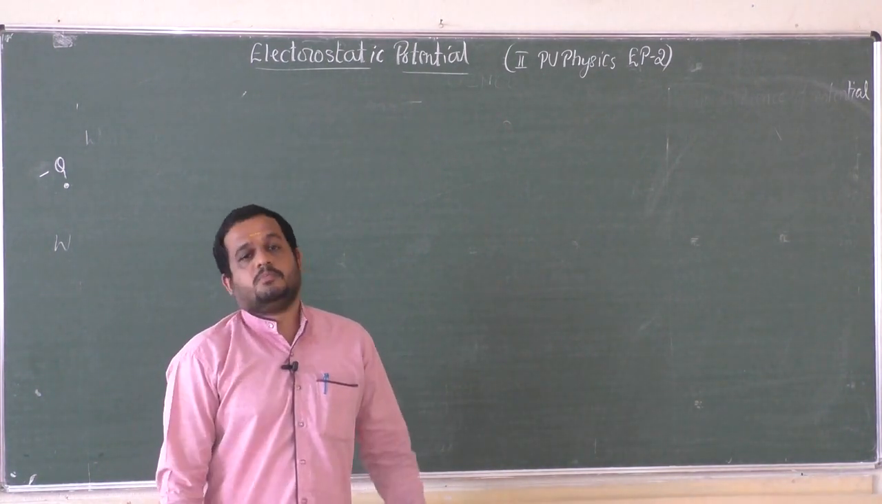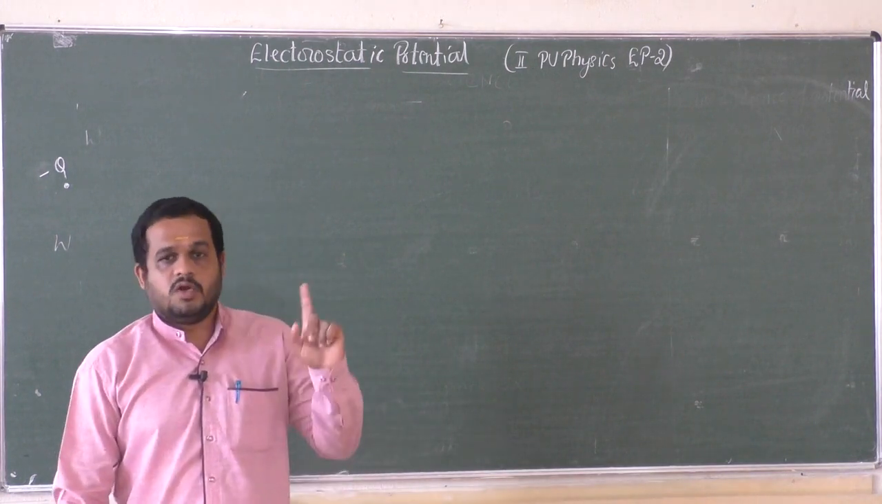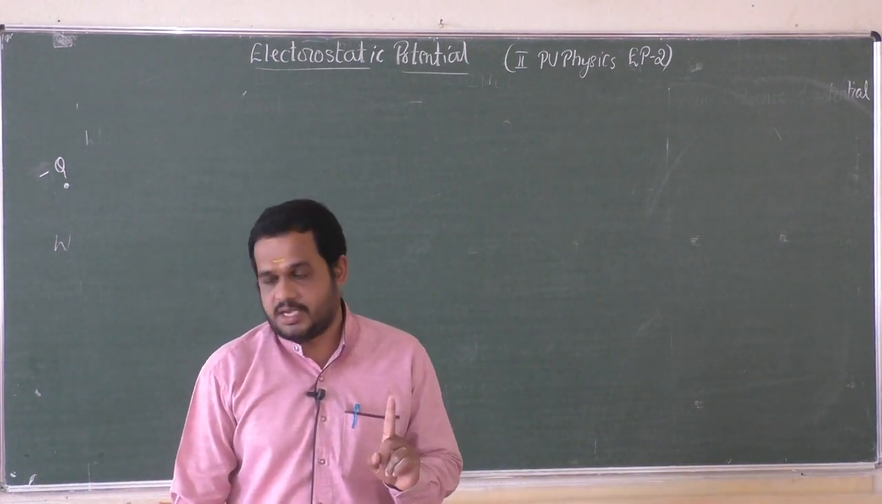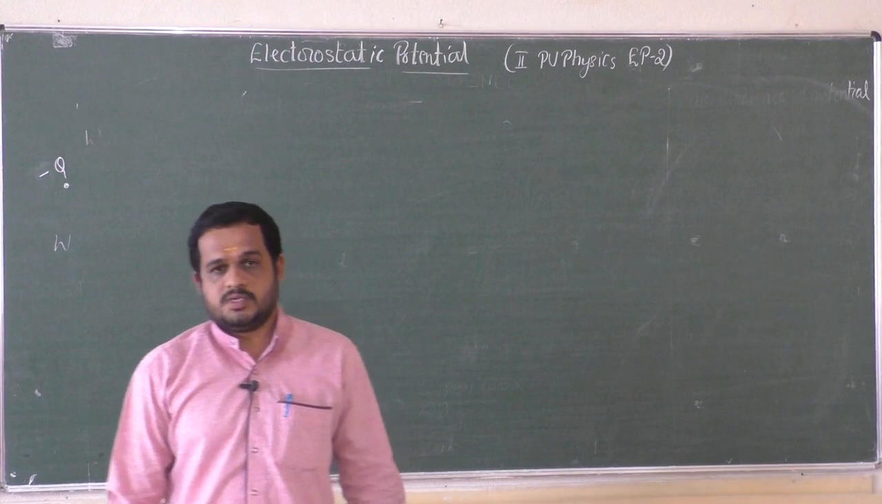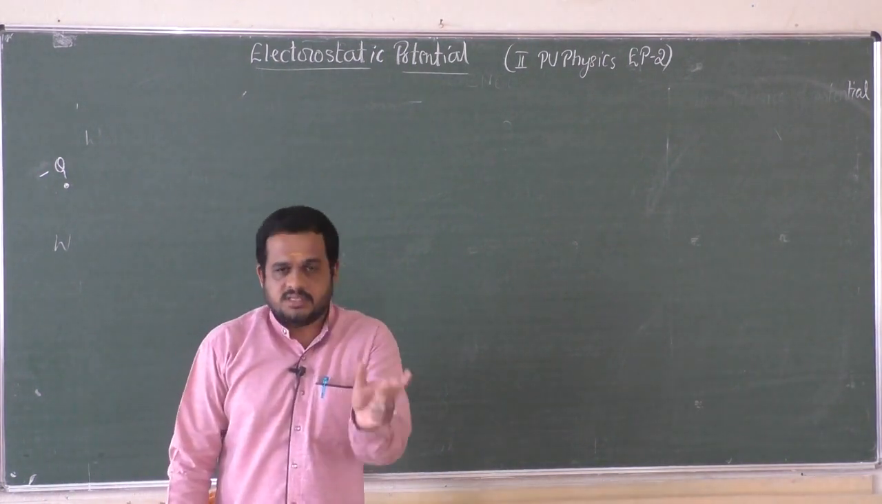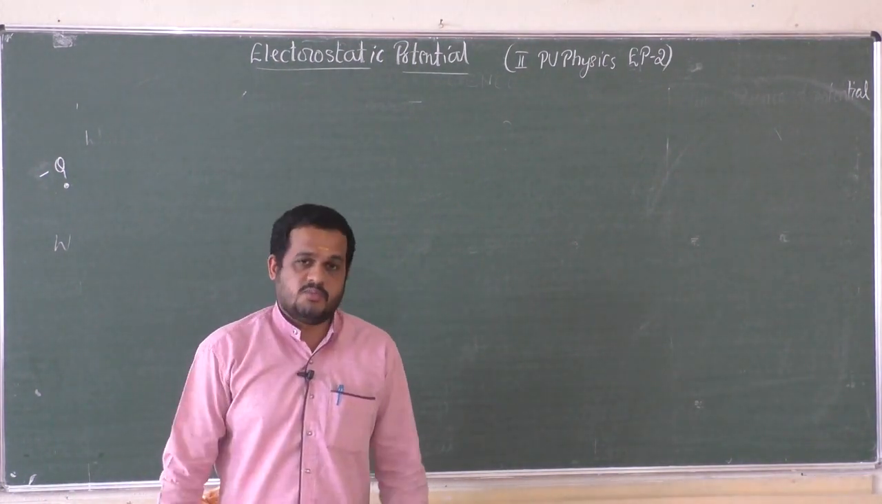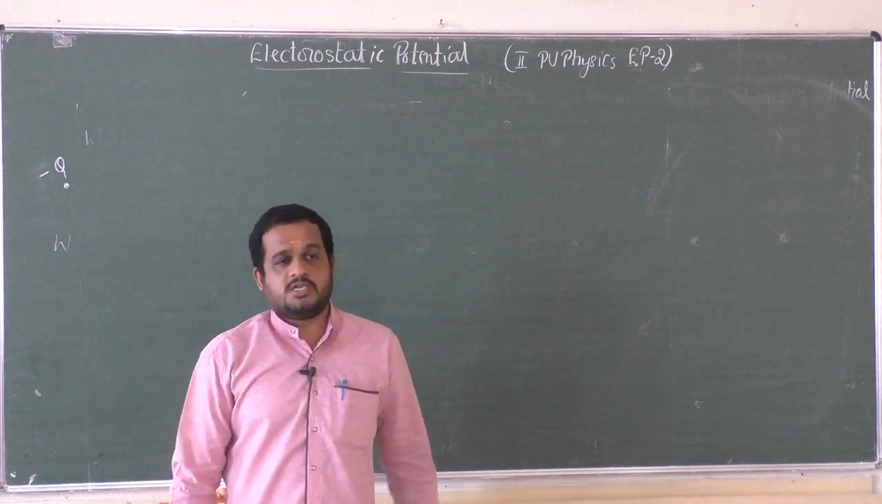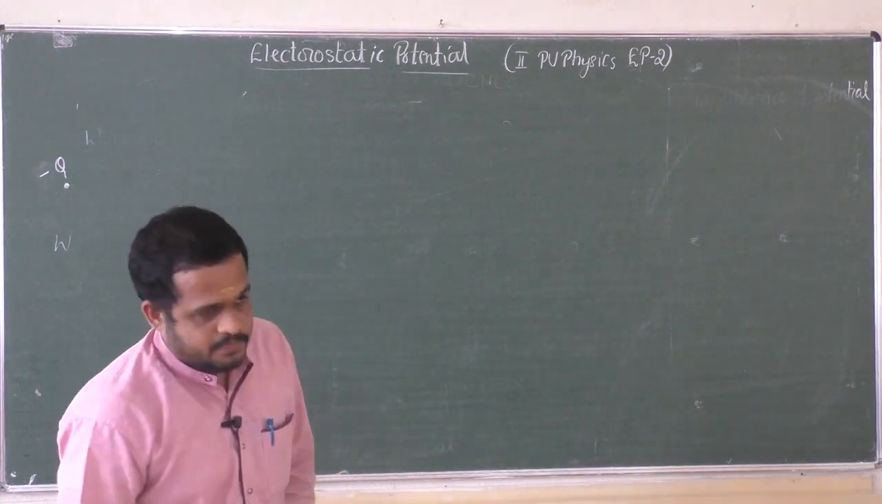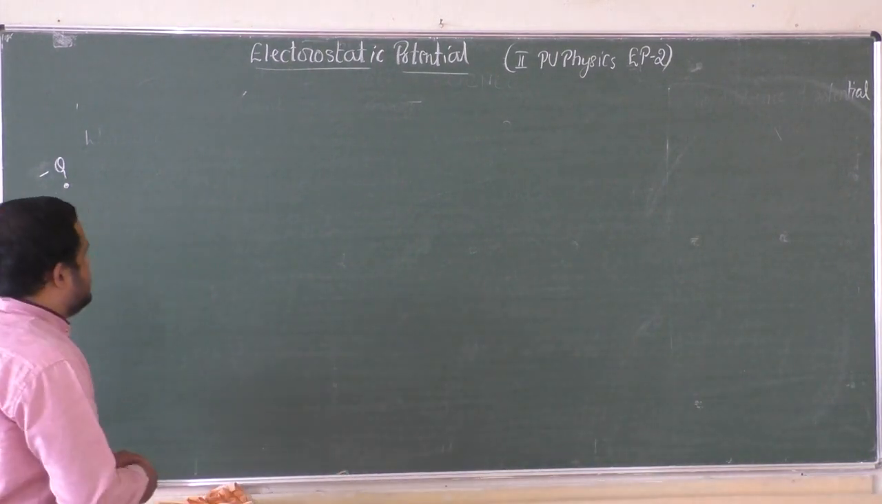The unit of potential is volt. 1 volt is equal to 1 joule per coulomb. Okay. Potential difference is also expressed in terms of the same unit, that is volt. The unit of potential difference is also volt. Okay. Let us move further.